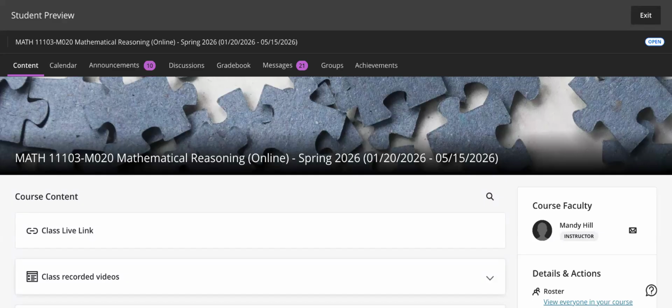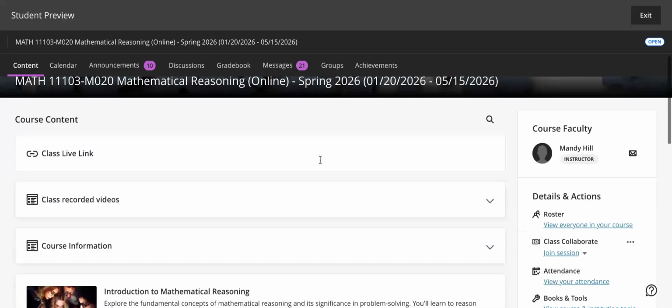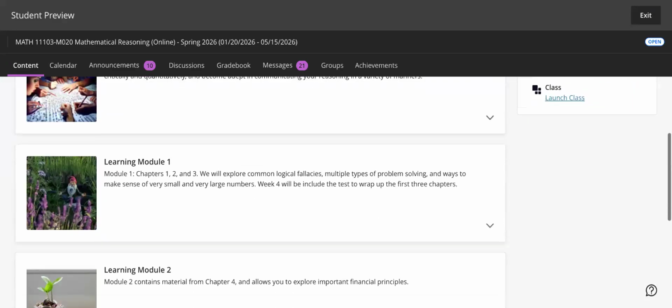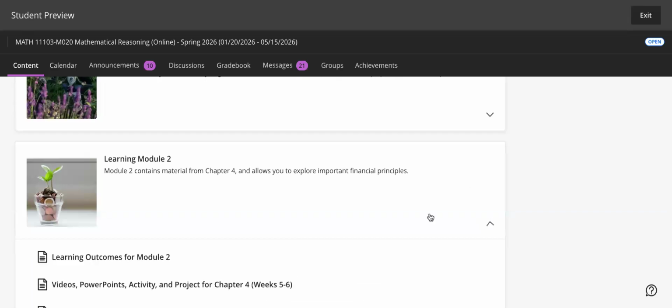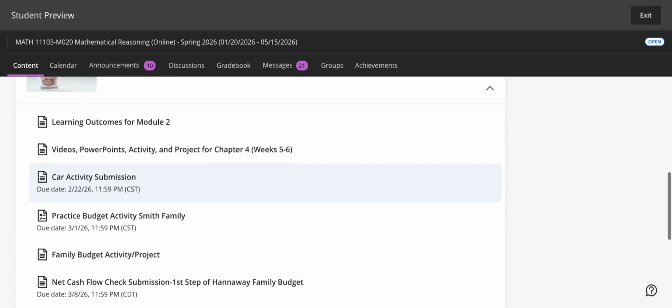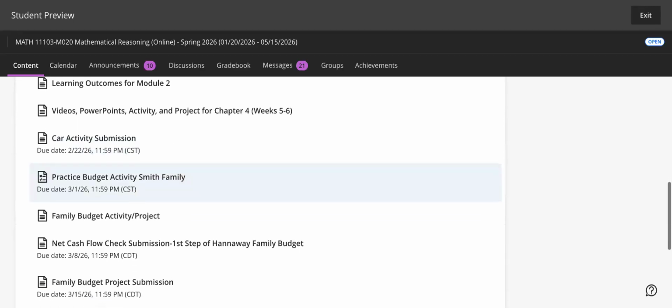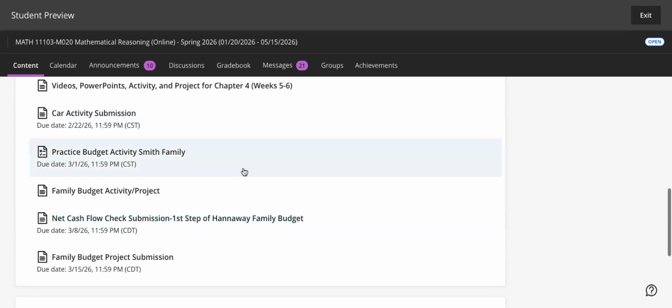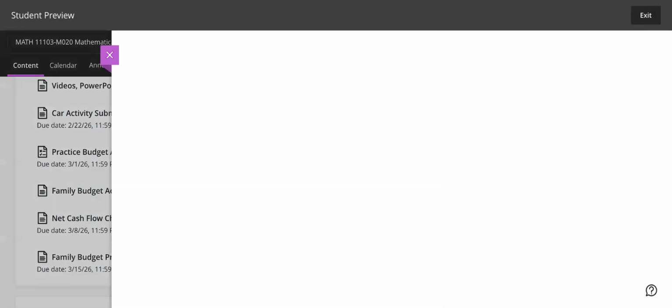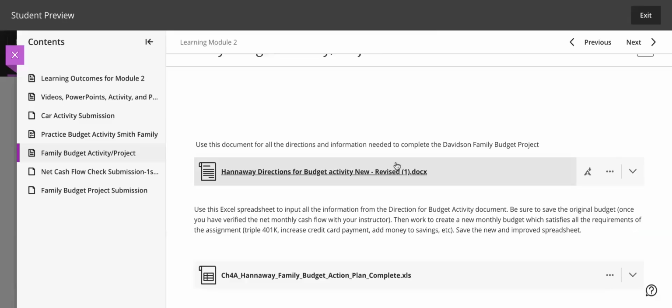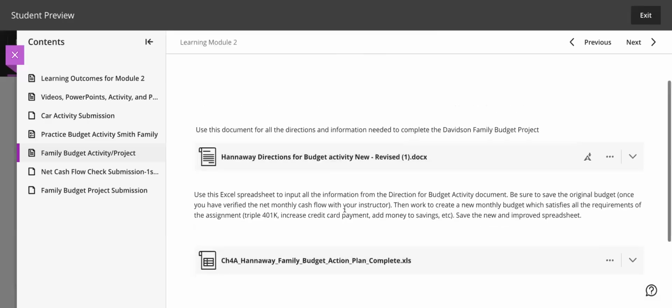Okay, this project is worth a lot of points, so I don't want you to miss out on it. When you go to Module 2, there are a couple of things that you will notice. The actual project says Family Budget Activity Project. When you go here, you're going to see the directions for the project, and you're going to see the spreadsheet. I'm going to come back here in just a minute and talk through some of that with you.